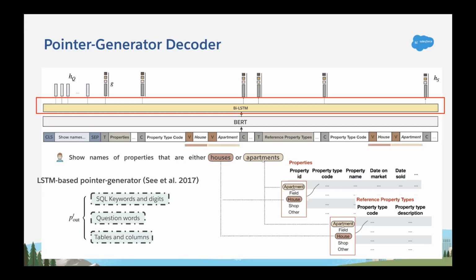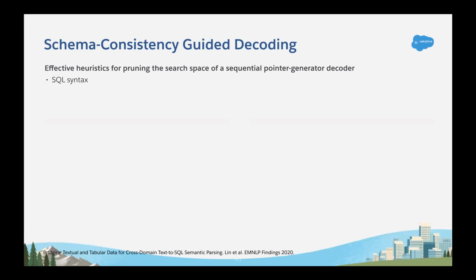And second is the decoder part. The decoder architecture is also very simple. On top of BERT, we add a BiLSTM to do some fusion, and then we use a single-layer LSTM-based pointer generator to generate the SQL sequence step by step. A very simple decoder, much simpler than other methods' decoders. And we have a small trick in the decoding. We call it schema-consistency-guided decoding.